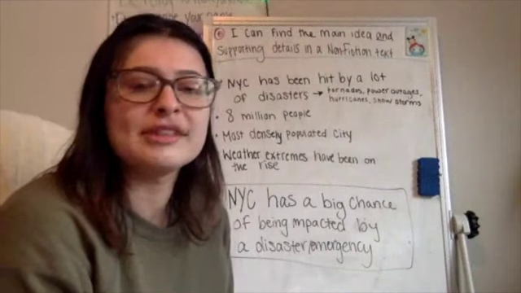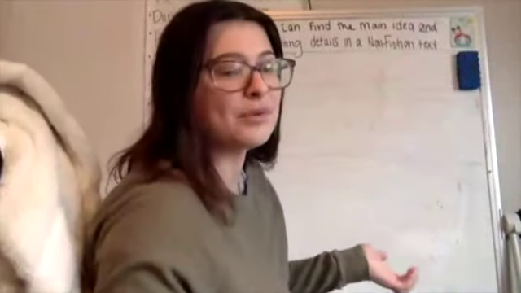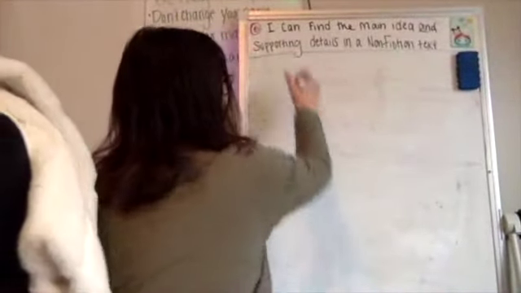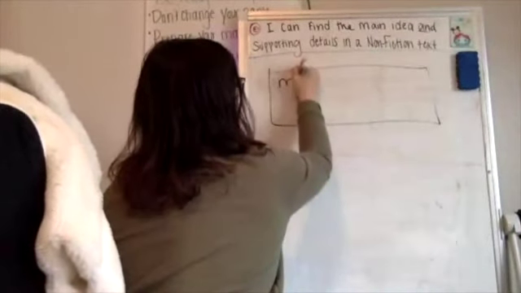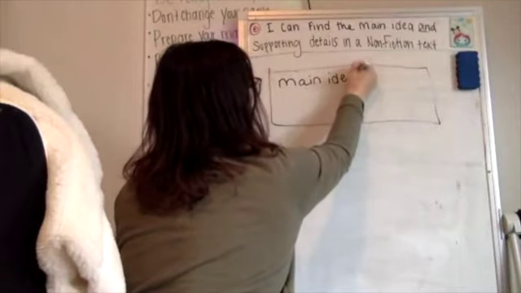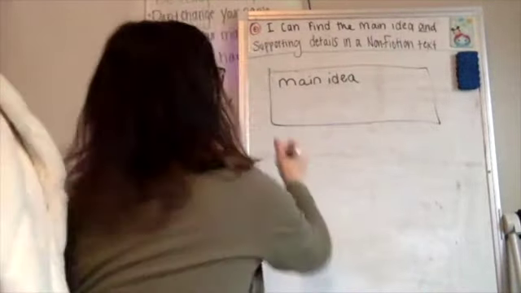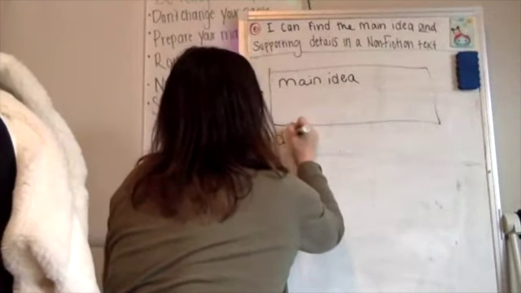Now let me show you exactly how I want you to set this up in your notebook. All right, so again, this is called boxes and bullets. So to set this up in your notebook, you're gonna draw a box, and in that box, you're eventually gonna write the main idea. The bullet part of boxes and bullets means bullet points. So each bullet point is gonna be a detail.